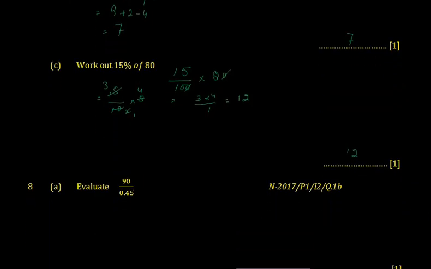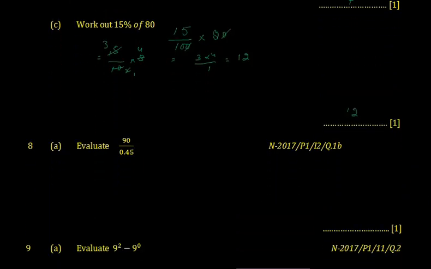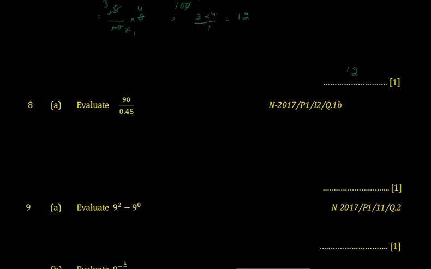Now in question 8, this question is from paper 1, question number 1B. So how can we evaluate this question of November 2017? So 90 divided by 0.45. So it is 90 divided by 0.45.